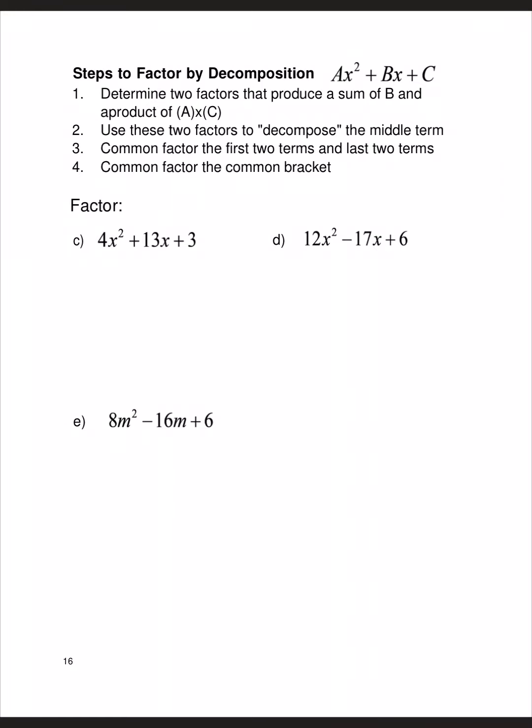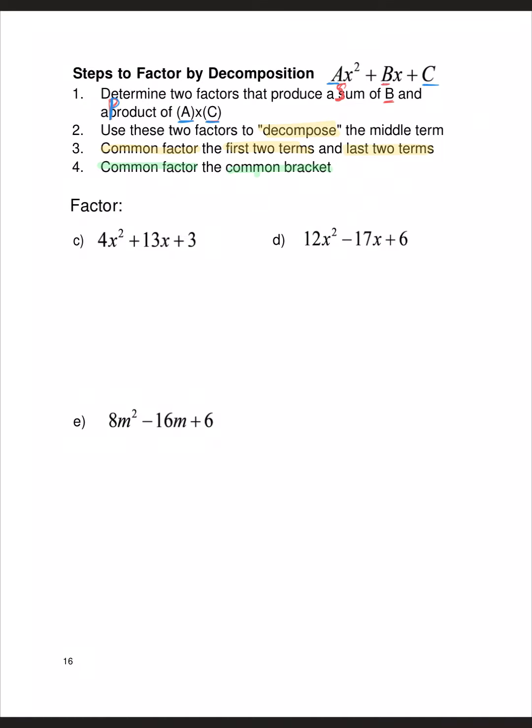Okay, so these are the steps to factor by decomposition. The standard form of this equation that we're looking at right now is ax squared plus bx plus c. So we're still going to use SPF, but we're going to determine two factors that produce a sum, my S in SPF, of b, my middle term, and a product, when we multiply my first and my last term, which we're representing as a and c. Use these two factors to decompose. That's the key word here with decomposition. Decompose the middle term. Once we do that, we're going to common factor the first two terms and the last two terms. And then after we do that, we're going to common factor the common bracket.